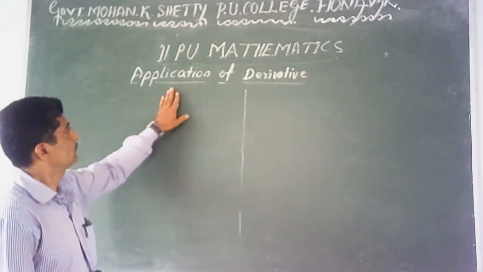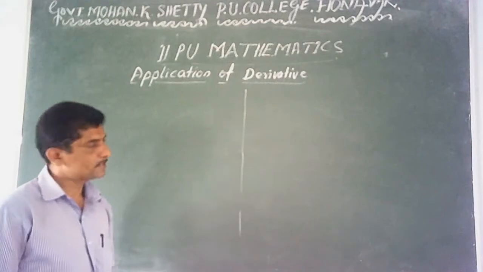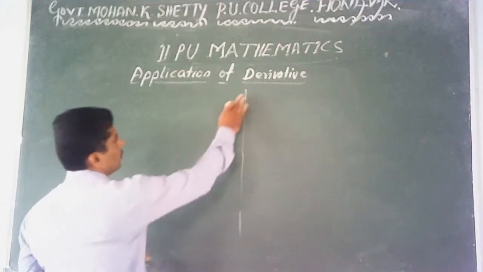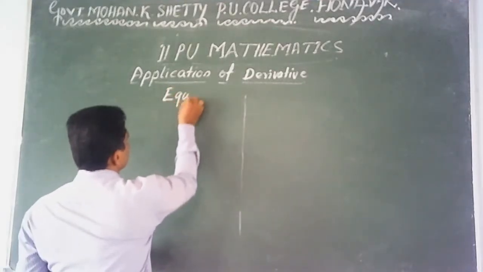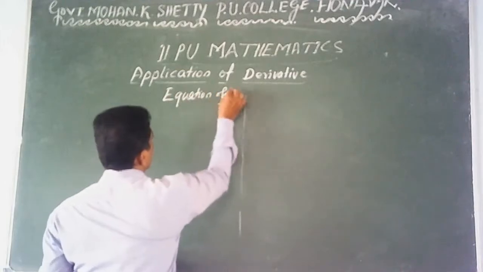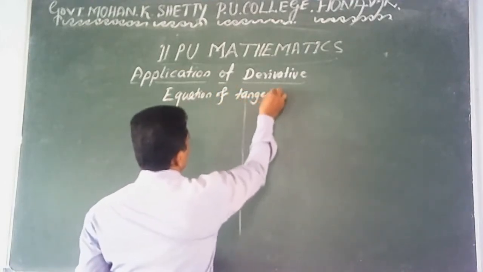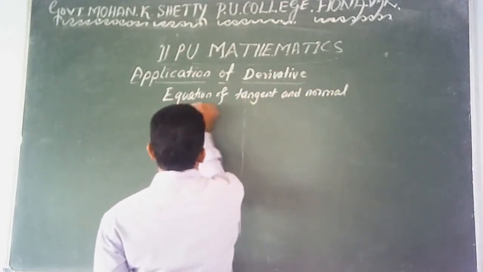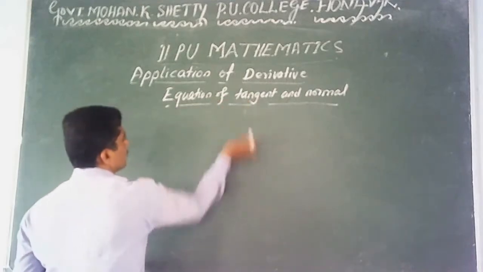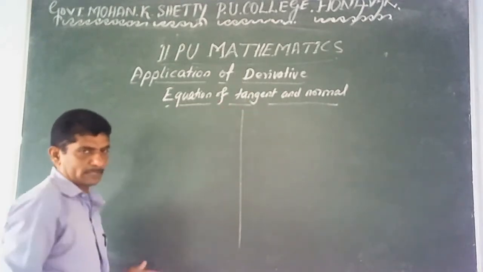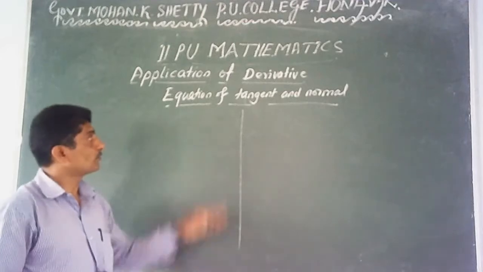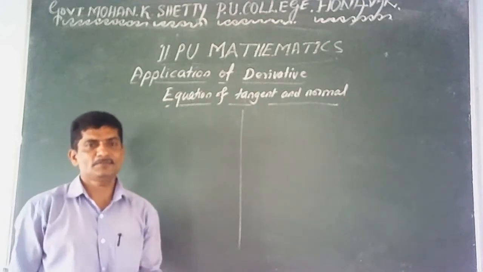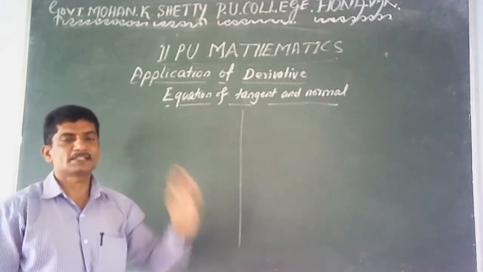In this video, the third application, we discuss the equation of tangent and normal. Equation of tangent and normals is the third application. It means actually the geometrical meaning of derivative. The geometrical meaning of derivative we are using, that one is the equation of tangent and normal.